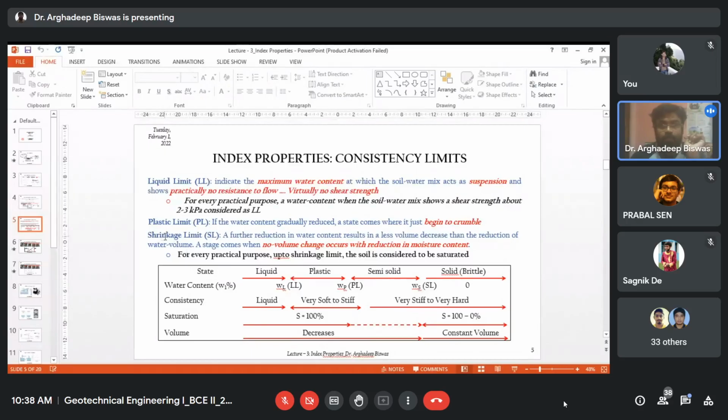Okay. Now, what is the shrinkage limit? A further reduction in water content results in a volume decrease that is less than the water volume extracted. That means the whole volume reduction is not equal to the water volume extracted from the system. A stage comes when no volume change occurs with reduction in moisture content, and that is called the shrinkage limit.